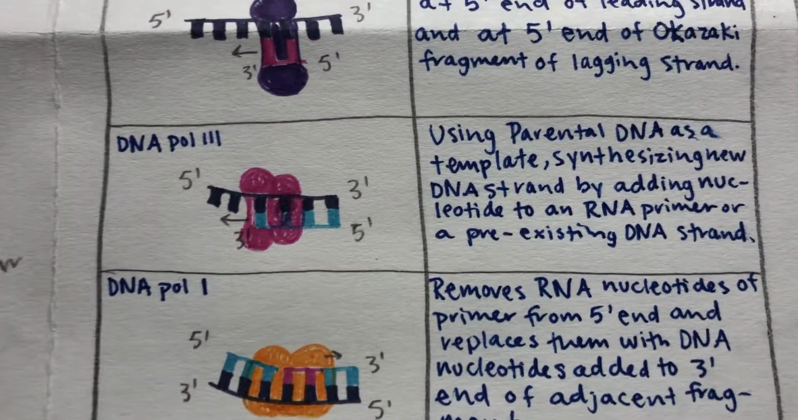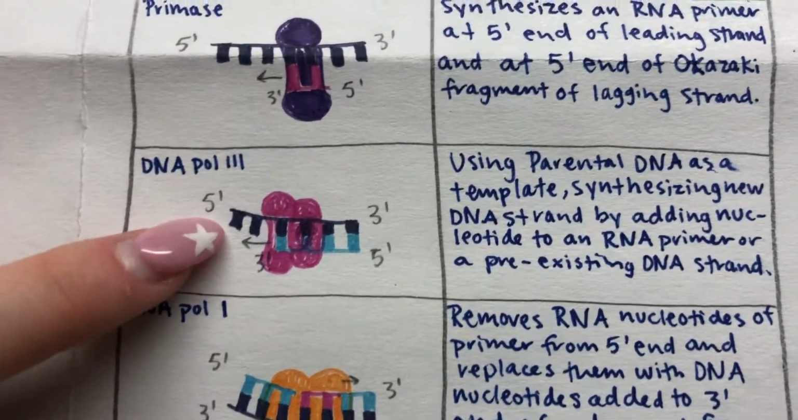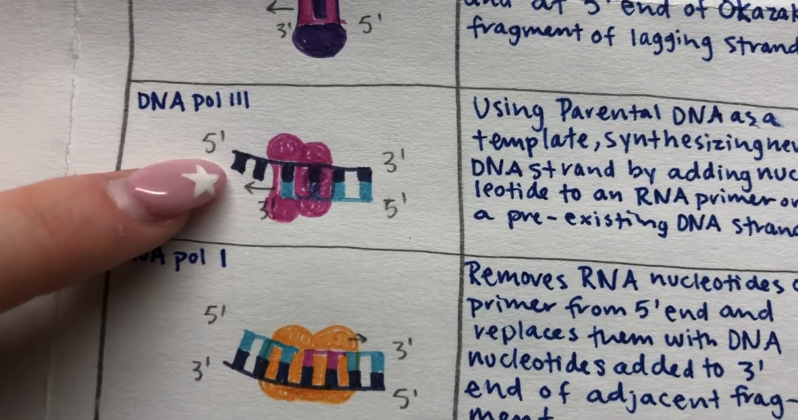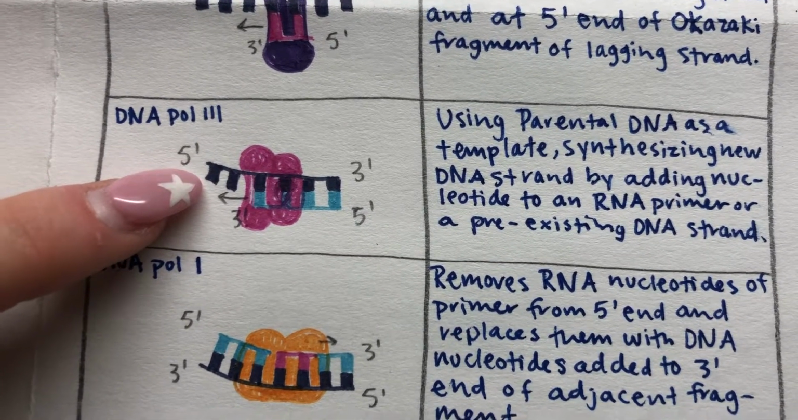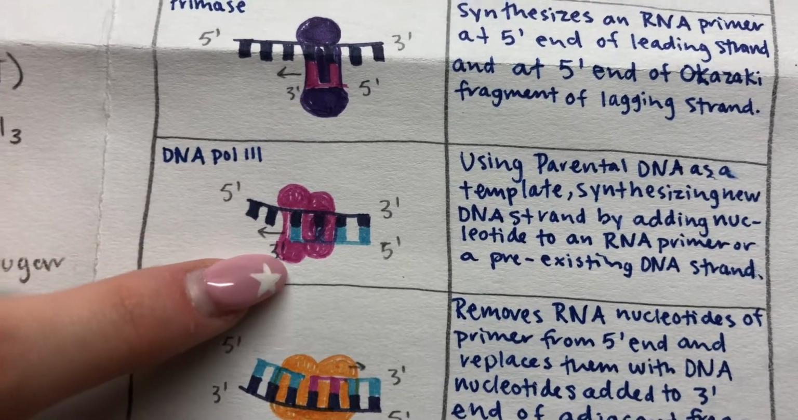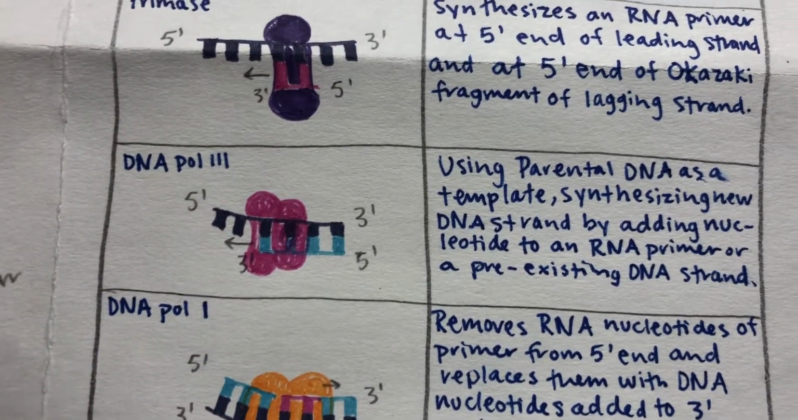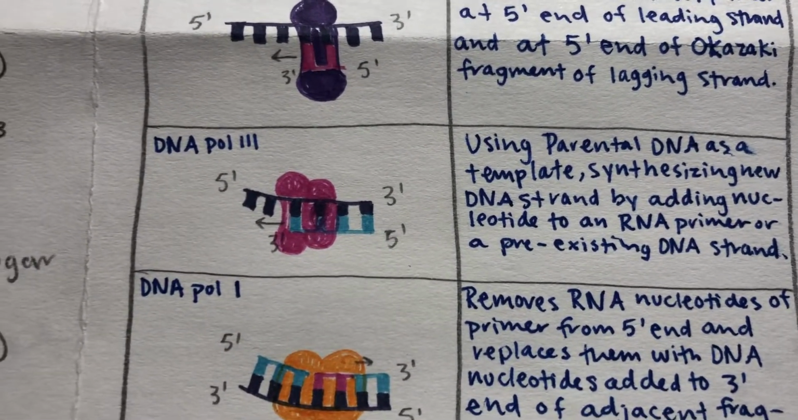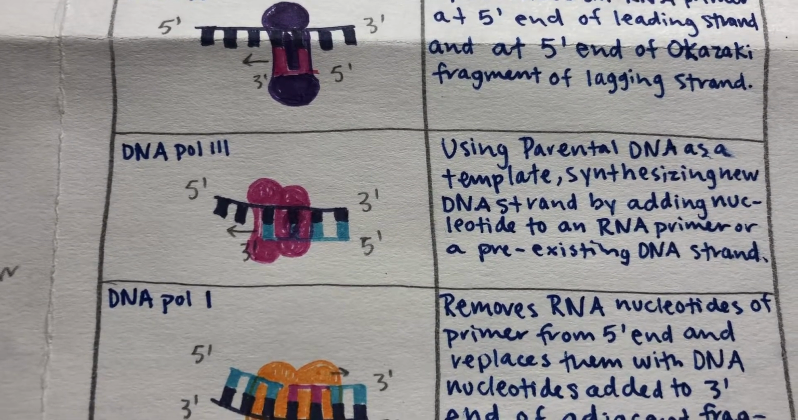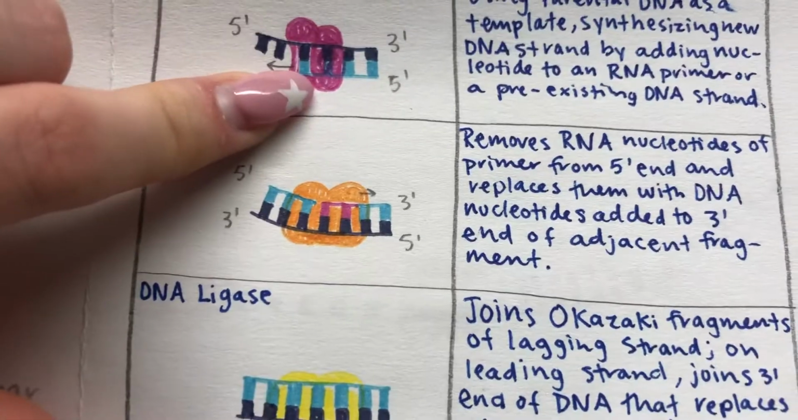DNA Pol 3, in front of Pol 1. Don't get confused. Its function is using parental DNA as a template. It synthesizes a new DNA strand by adding nucleotides to the RNA primer or a pre-existing DNA strand. So, as I stated before in my drawings, sorry, I'm a little shaky, it puts DNA instead of RNA. So it changes those pink to blue.